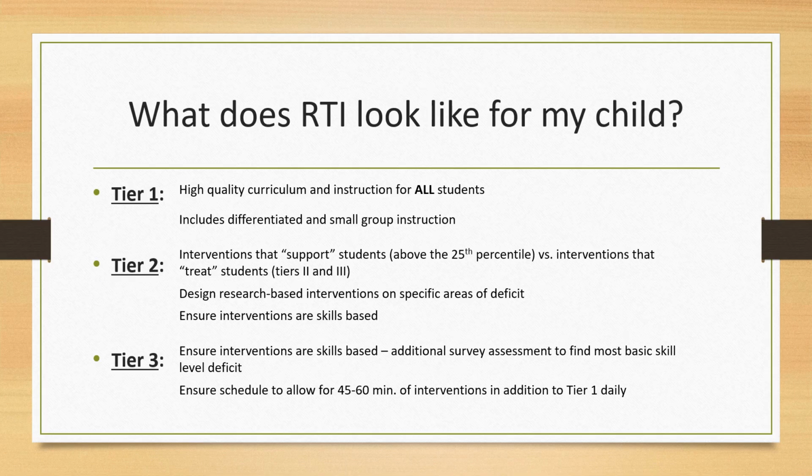So what does that look like for my child? In Tier 1, that's every student. That is what they receive in their classroom with their classroom teacher. They receive differentiation and small group instruction, but it is based on the Tier 1 instruction. Tier 2 are interventions that support students that are below the 25th percentile on the universal screener.